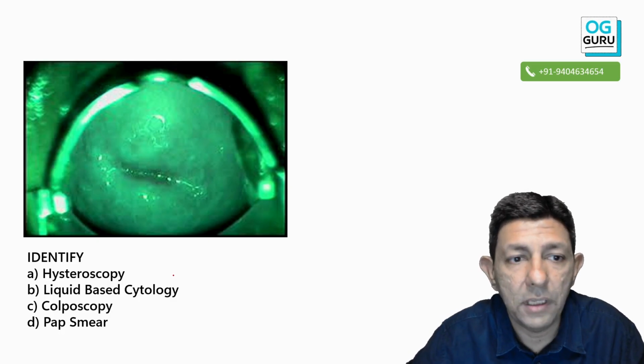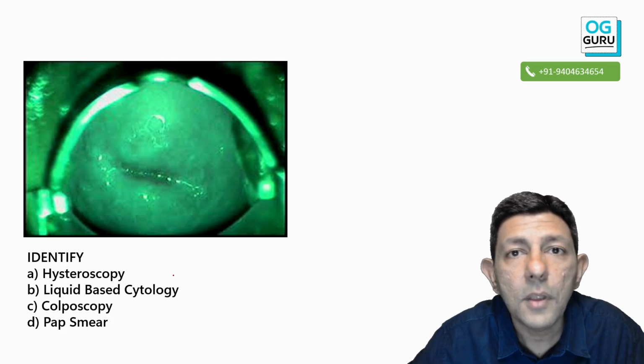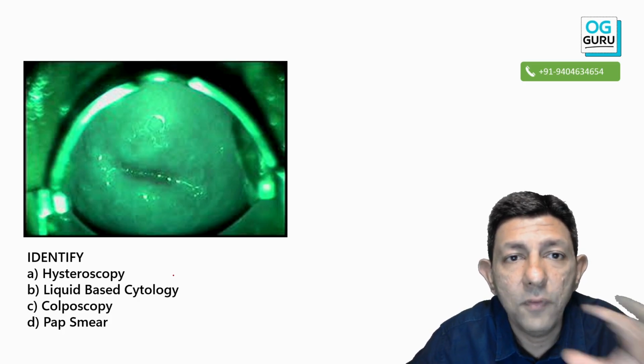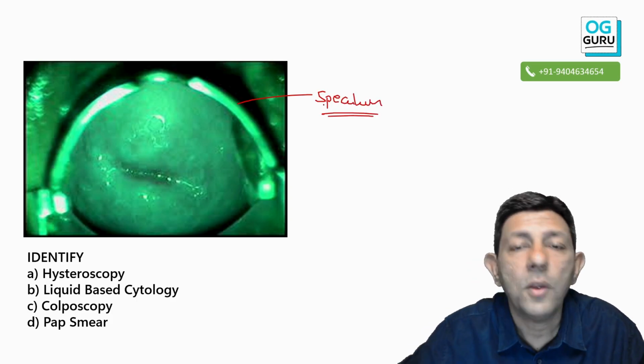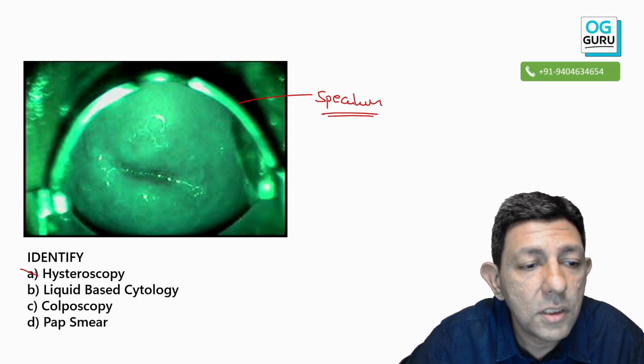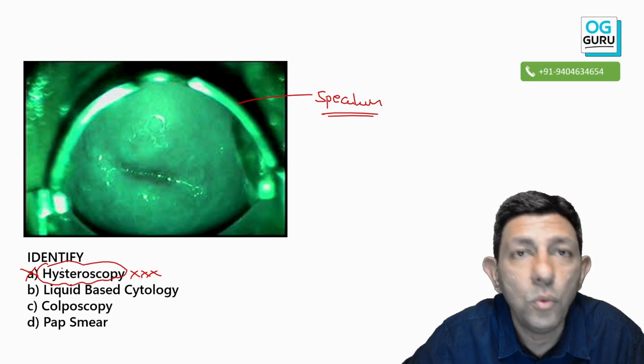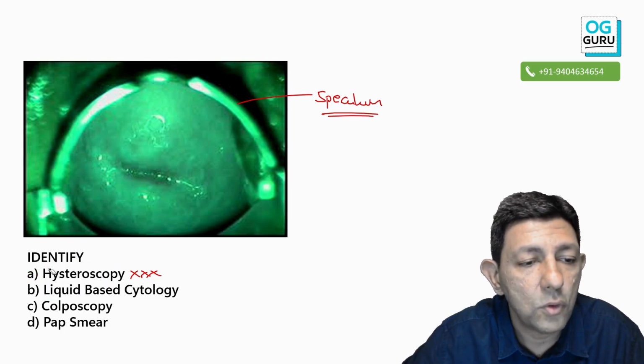Identify this. What is this? Okay. So please understand this again. If you look at it, sir, we are seeing the cervix. This is the speculum which we have inserted. Okay, rim of the speculum. So it is not a hysteroscopy. Sir, in hysteroscopy we see the cavity of the uterus, isn't it? So here it is not hysteroscopy.